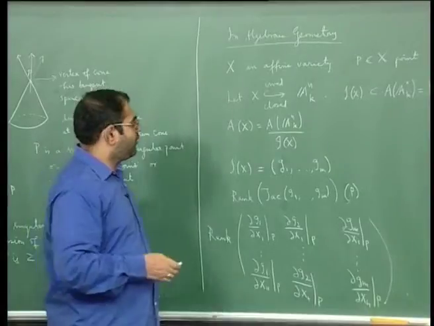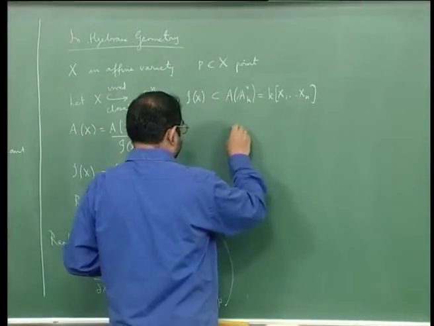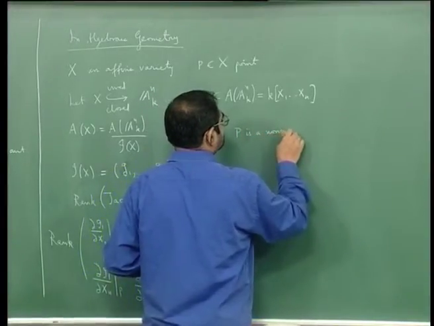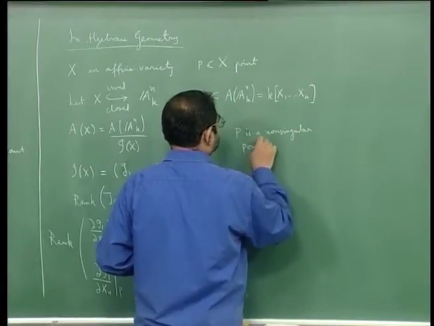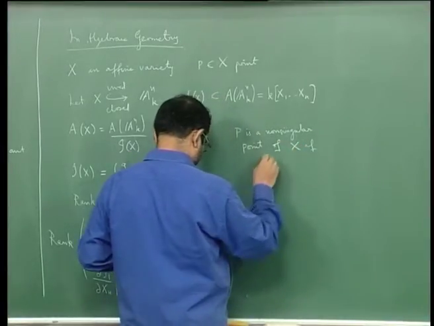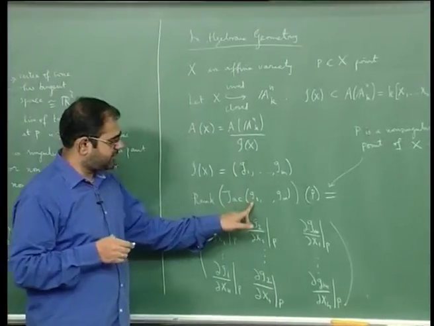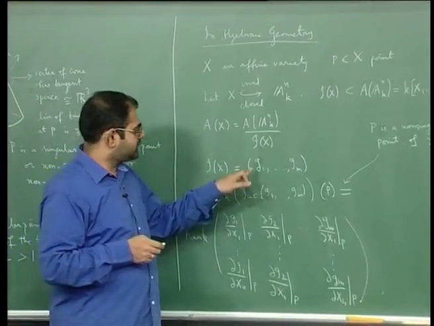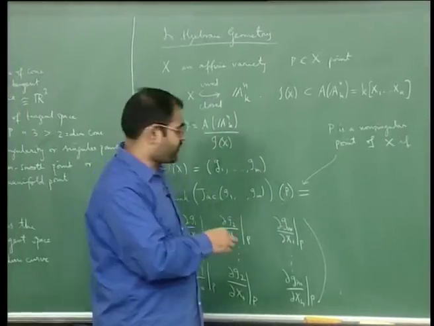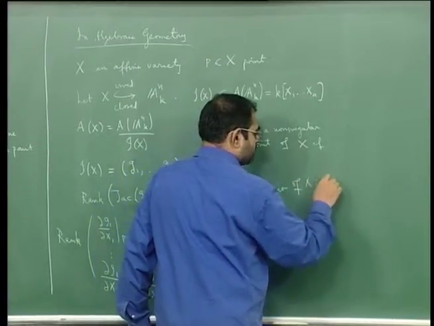And what you do is the following. We say P is a non-singular point of X if, and this is a definition, the rank of the Jacobian of the generators of the ideal of X at the point P is equal to the codimension of X in A^n. And what is codimension?